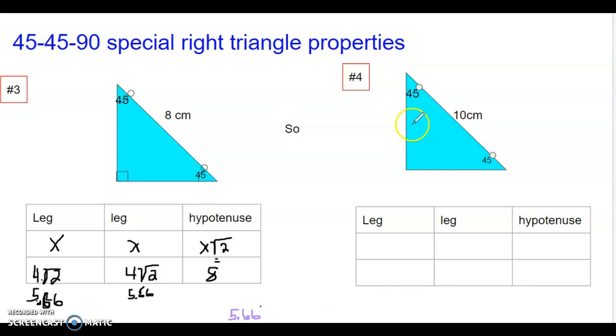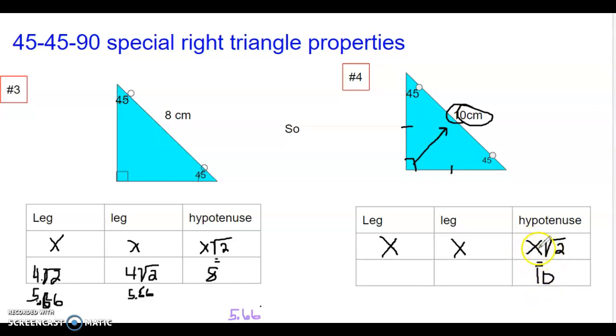Okay, it's a 45-45, so that means these legs are congruent. And then my hypotenuse is across, which is 10 centimeters. So I'm going to go ahead and fill out my chart. Go ahead and fill this out on your paper. The first step is to write x for the legs and then x times the square root of 2. So then you look at your picture. They gave us the hypotenuse, which is 10. So I'm going to put 10 in here, and I put the equal sign. So x square root of 2 equals 10.